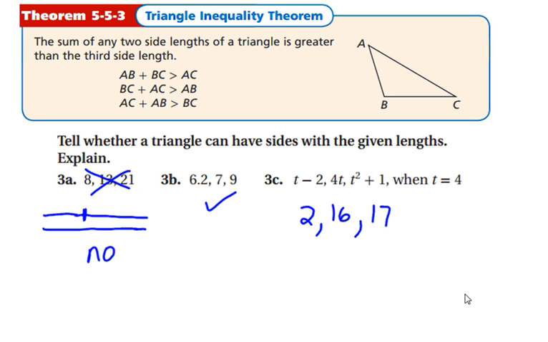Can any two of them add up to be more than the third? 2 plus 16 is 18, so that seems to work. 16 and 17, obviously, and 2 and 17, so that works as well. So the first one, that's 8, 13, and 21. It wasn't more than 21, so it doesn't work. The other two seem to. I think this one's very straightforward as well. Hopefully that worked out for you, and we'll see you next time.